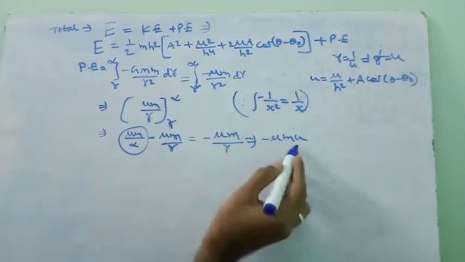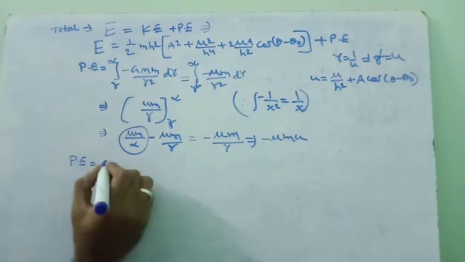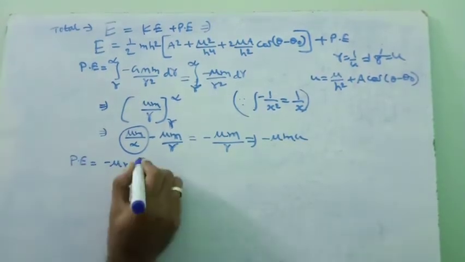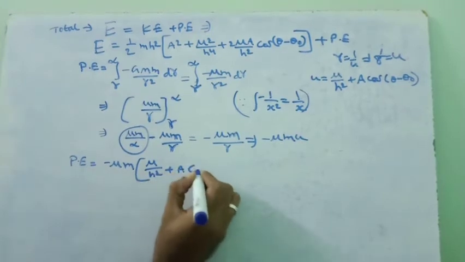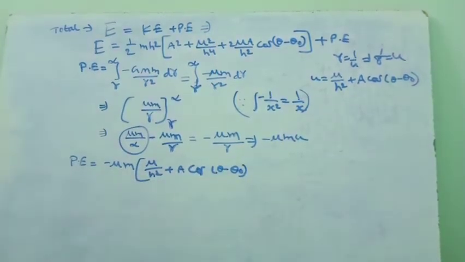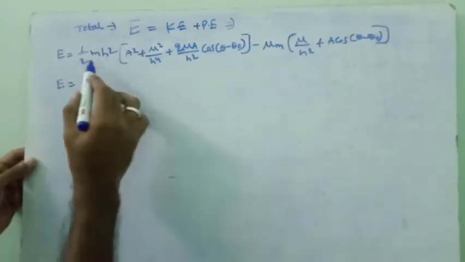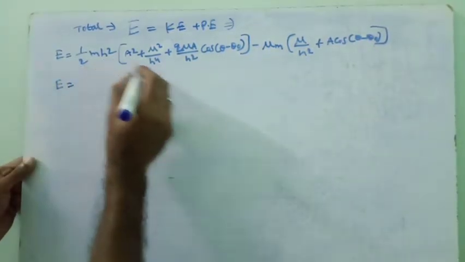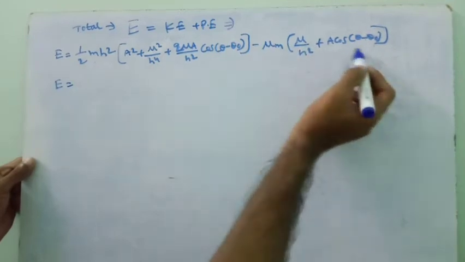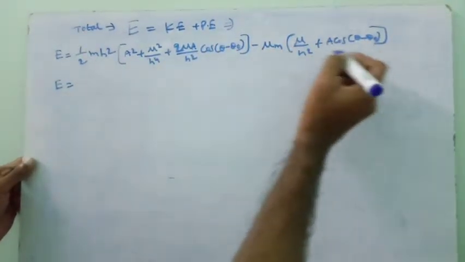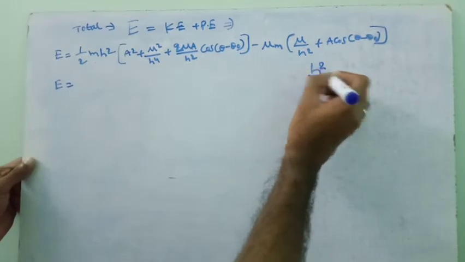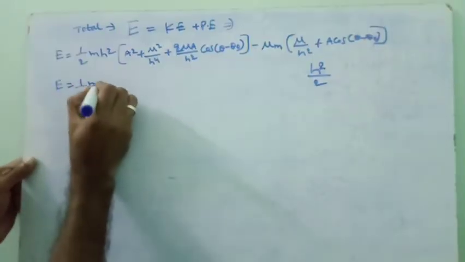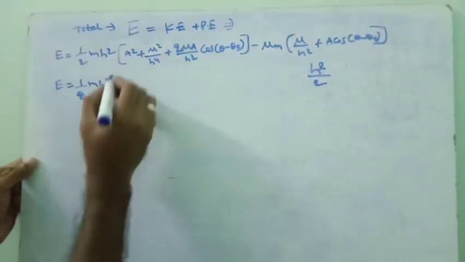We substitute the u value here. We get potential energy is equal to minus mu m into the u value, mu by h square plus a cos theta minus theta naught. So now we have the potential energy and kinetic energy. Now we calculate the total energy. Here we have written kinetic energy and potential energy. When we observe this equation, in kinetic energy we have half m h square, but in potential energy we don't have 2 in the denominator and h square in the numerator. So multiply this term with h square by 2, and we take half m h square as common from the entire equation for the potential energy.